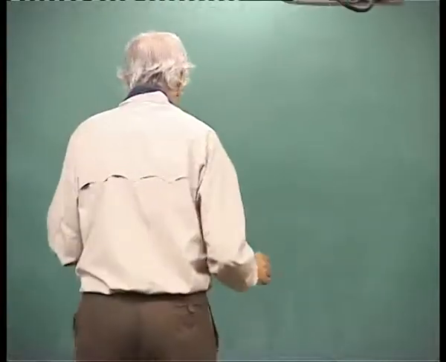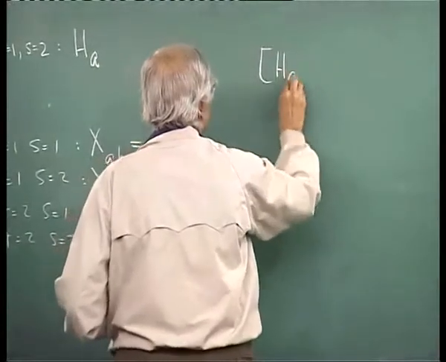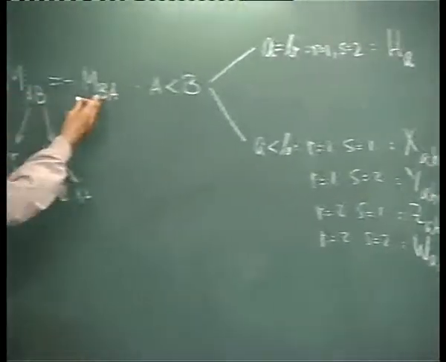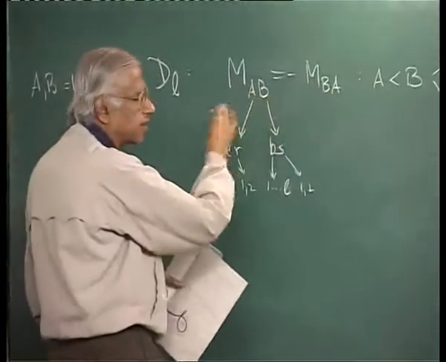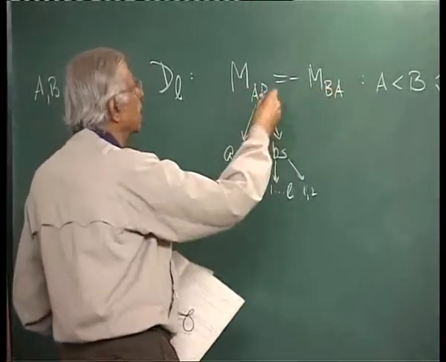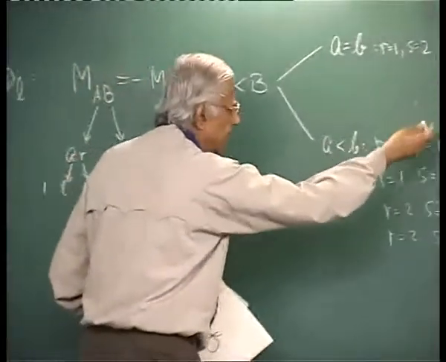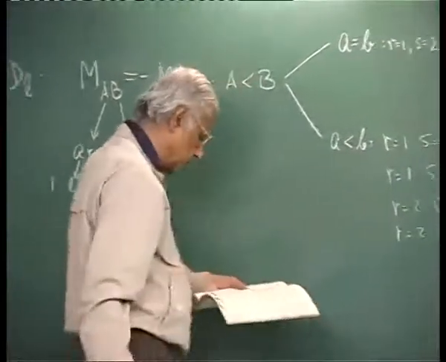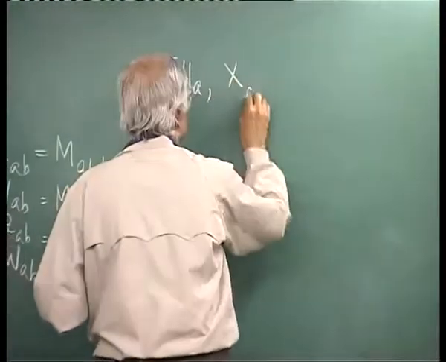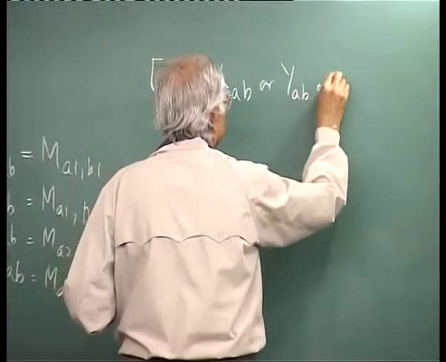These are very easy to verify. Go to the general commutation relations I have given for M_AB with M_CD, and then take particular cases. One of the M's, take it to be a Cartan generator, the other one to be non-Cartan. Non-Cartan means X or Y or Z or W. And I will just write down the various results.